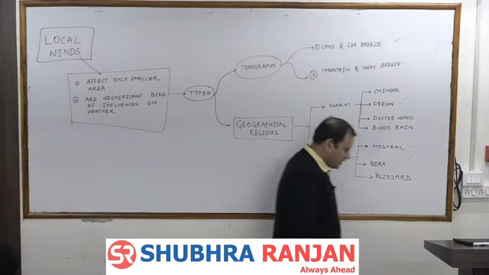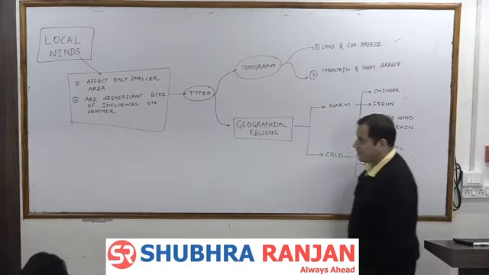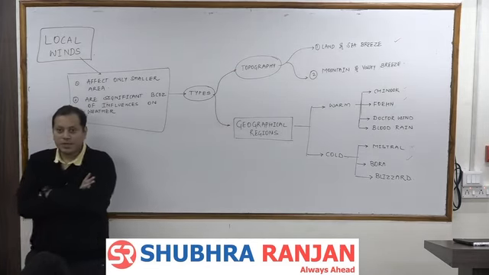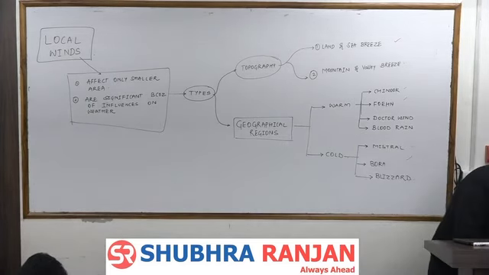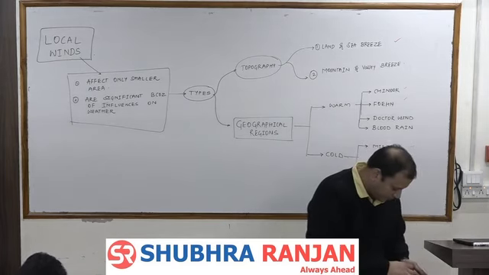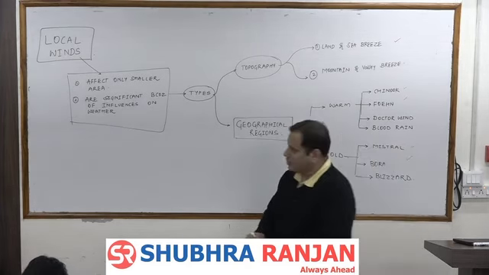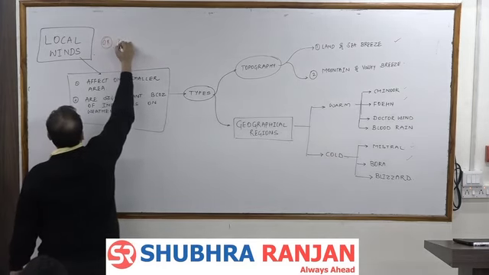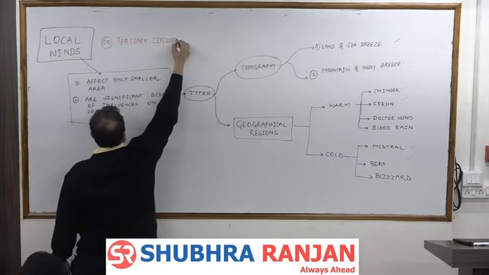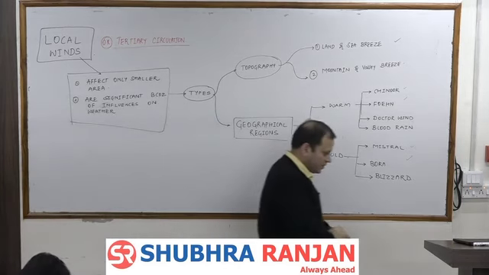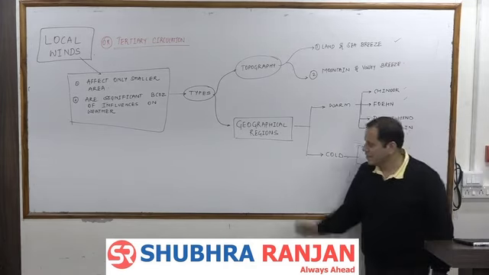So you can take down the definition of local winds. The winds which affect only the small surface area of the globe are known as local winds or tertiary circulation. Understanding tertiary, primary, secondary, tertiary circulation, smaller area.